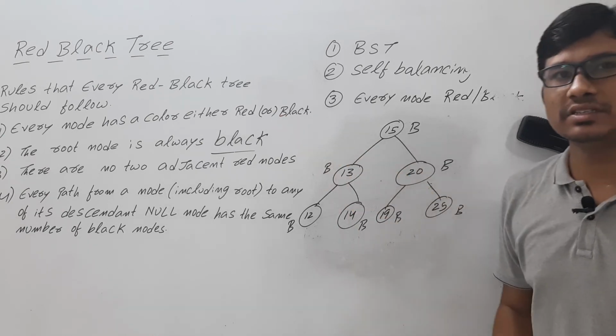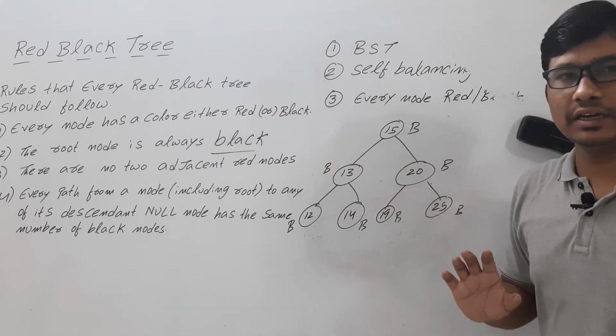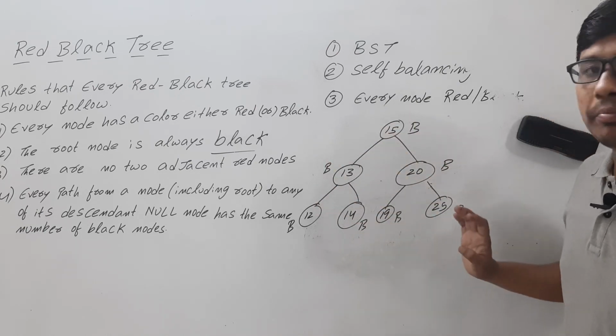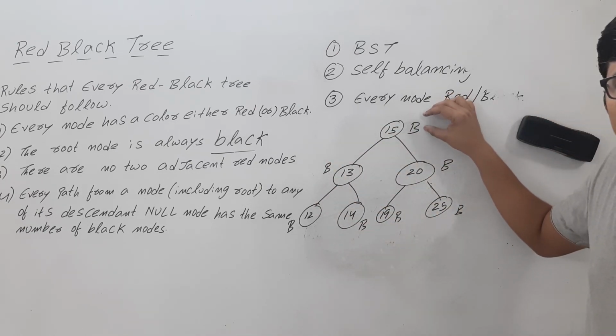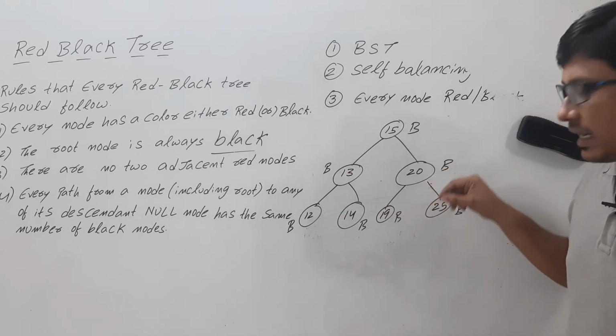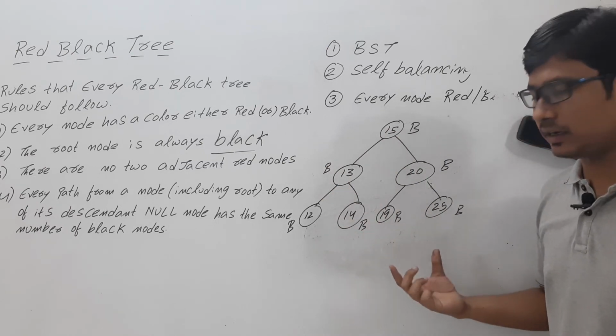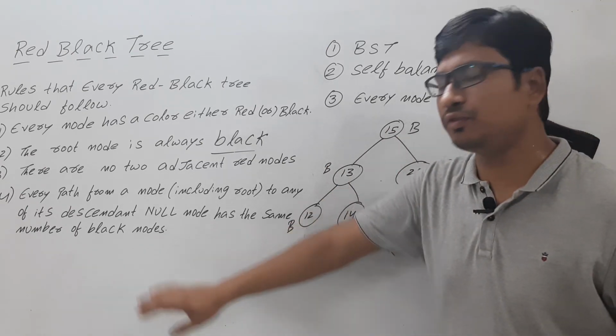It is not compulsory that all the nodes will have the red color, but all the nodes can be black color, because the root node must be black, and there is no rule that you should have at least one red color. This is also a red-black tree. Now we will discuss the fourth point.